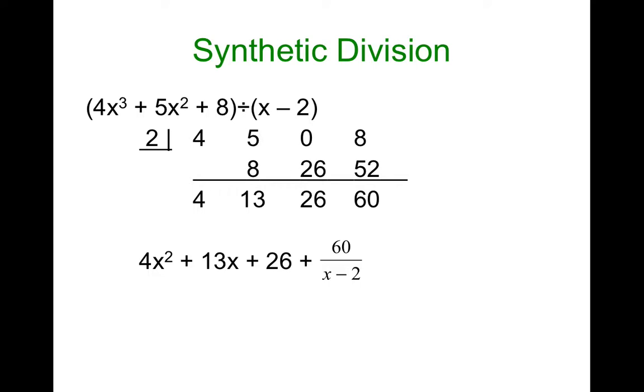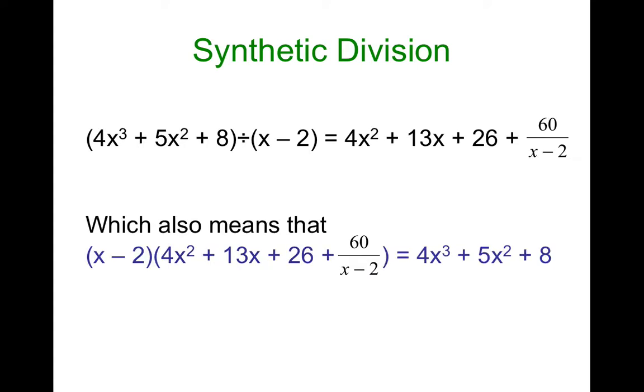Okay, so that means our final answer becomes 4x squared plus 13x plus 26 plus 60 over x minus 2. Okay, so if we were to divide 4x cubed plus 5x squared plus 8 by x minus 2, we would get our result. And then don't forget that if I were to take our quotient and multiply by our divisor of x minus 2, we would yield the 4x cubed plus 5x squared plus 8. And all I'm doing is showing that it's the same concept of 12 divided by 3 is 4, which means that 3 times 4 gives us a 12. Okay?